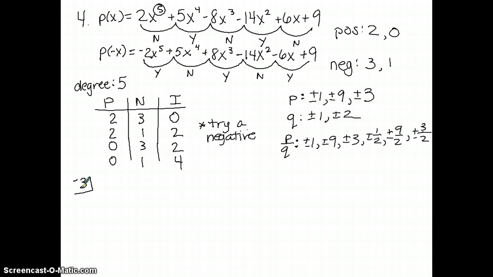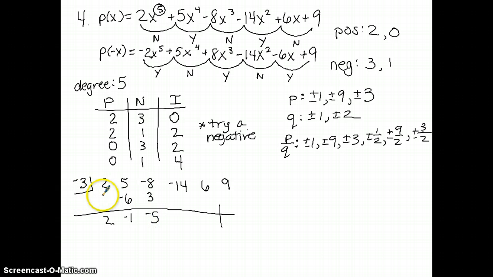We're going to use our coefficients of 2, 5, -8, -14, +6, +9. And we're hoping for a 0 in that remainder spot, which would mean it was a root. So we bring down the 2, multiply, write it up here, add, multiply, write it up here, add, multiply, it gets written there, and we add, and then finally we multiply and add. So we have confirmed that -3 is in fact a root.